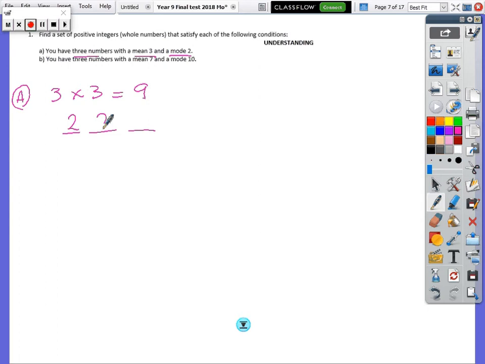So we've got 2 scores of 2. 2 plus 2 is 4, and a 5 is 9. Okay, we have 3 numbers with a mean of 7. So 3 times 7 equals 21. So we've got 3 numbers. It's a mode of 10, so we need 2 10s and a score of 1.